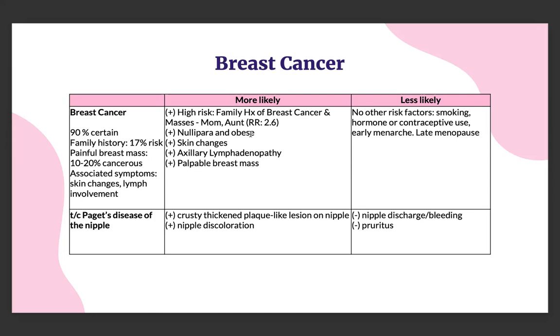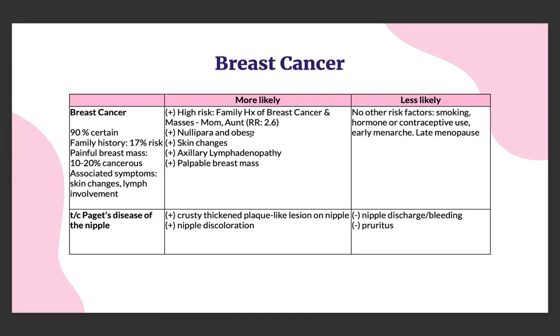When you take a look at all of the other pattern recognition, not just the characteristic of the lump, we have her other risk factors such as her being nullipara and obese. We can see the skin changes present in the form of the ulcerative lesion. We have the involvement of the axillary lymph nodes and the characteristic of the palpable breast mass. We can see that a lot of it actually can fall under the diagnosis of breast cancer.